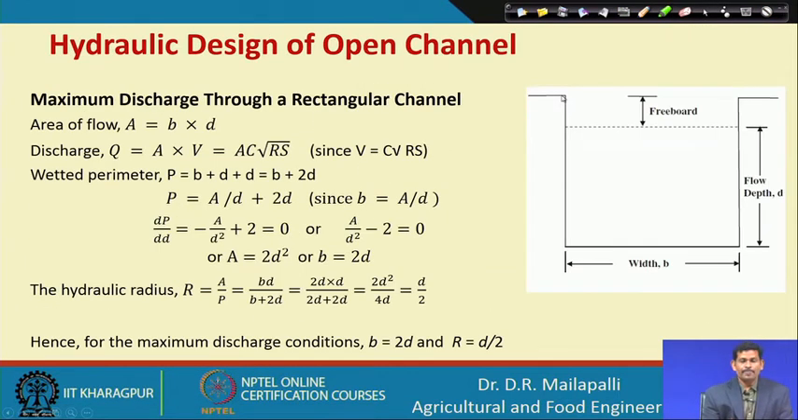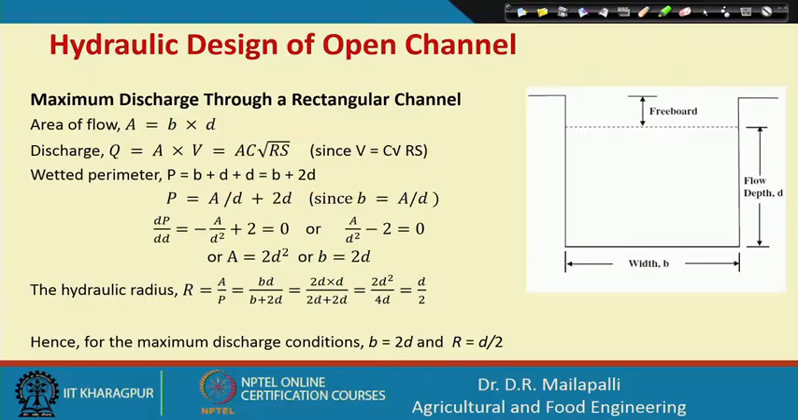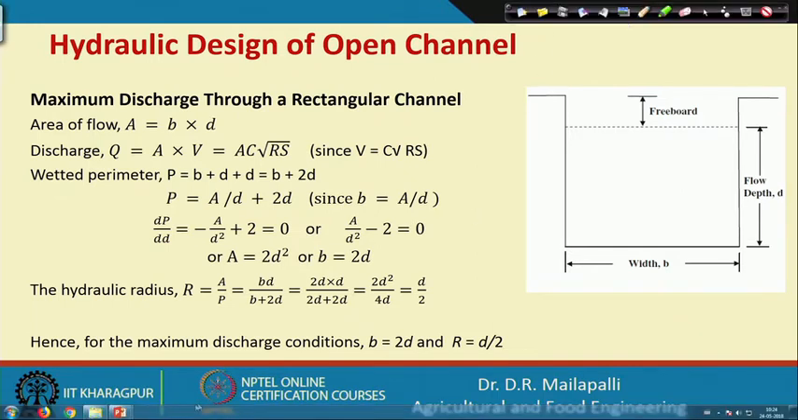So, here is how to estimate the maximum discharge through rectangular channels, because that is what we are looking for, and it is more economical also. Our intention is to carry maximum flow in irrigation channels, so you have to find out in which condition you achieve the maximum flow in a particular channel, whether rectangular or trapezoidal. There are some steps involved to find the maximum discharge condition.